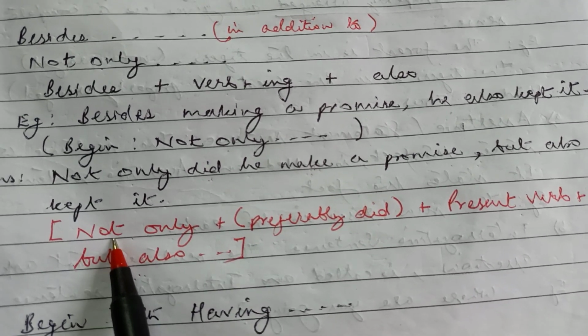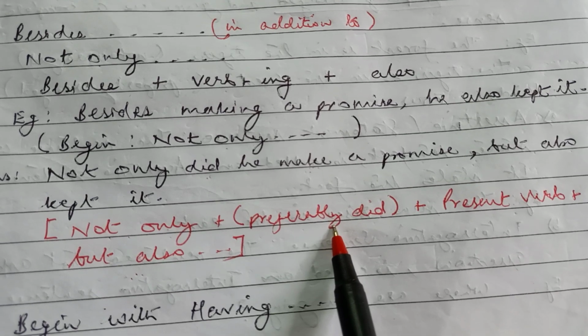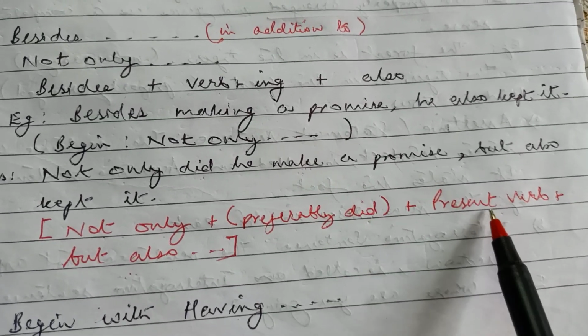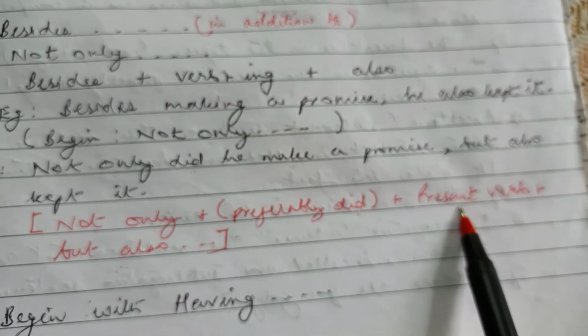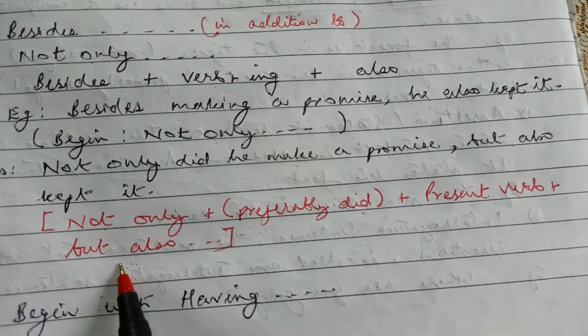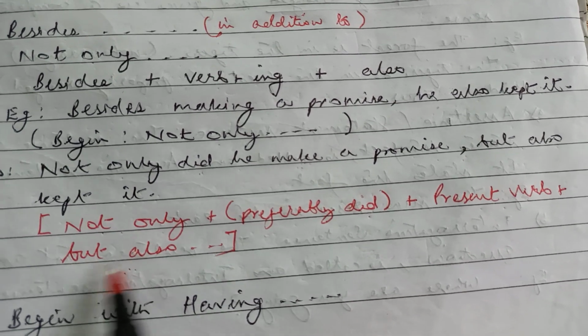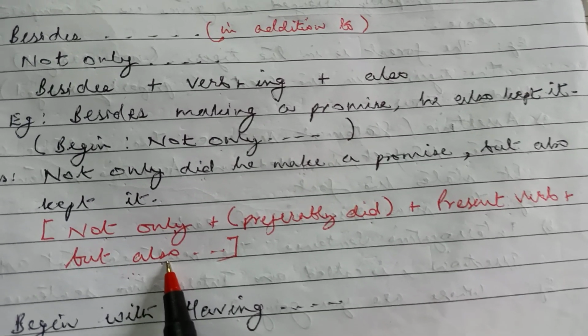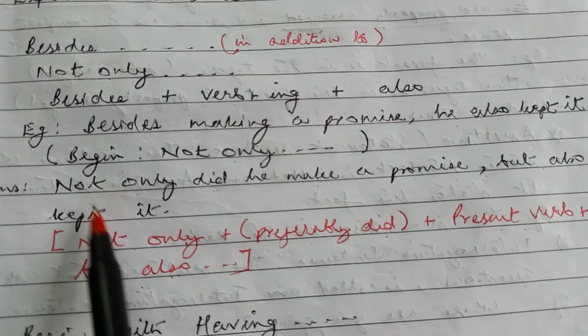So not only, preferably use did when you're talking about a person. Whenever we are using did in a sentence, the verb will be automatically present, and in the later part of the sentence we use but also, right? Because not only but also are the pairing words. So hope you understood, right? Not only. Now move on to the next one.